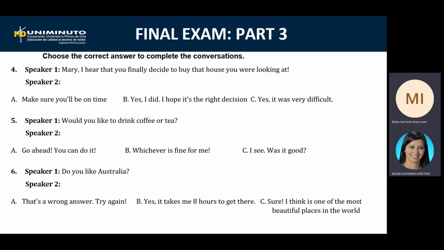Okay, so we have speaker number 2. A, make sure you'll be on time. B, yes, I did. I hope it's the right decision. Or C, yes, it was very difficult. What do you think? A, B, or C? B, yes, I did. I hope it's the right decision. Excellent, very good.